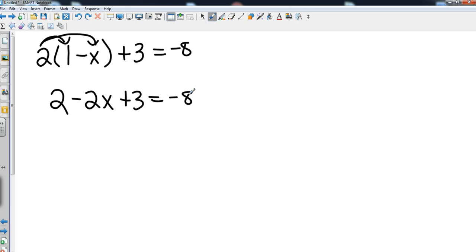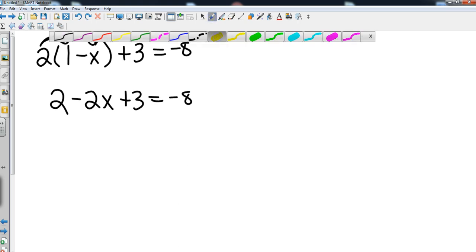Now I want to identify my like terms. You don't have to highlight these. I'm just doing it for my purposes. I want to identify my numbers. Doesn't look good if that one's big and that one's not. So I'm going to put those together. That's going to give me 5 minus 2x equals negative 8.